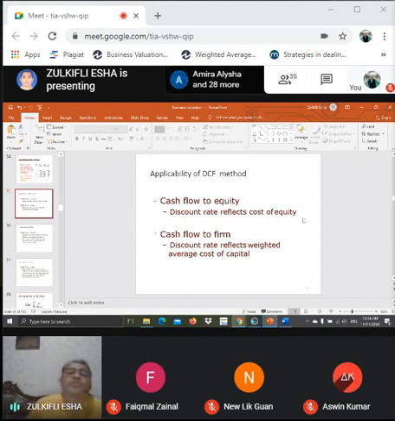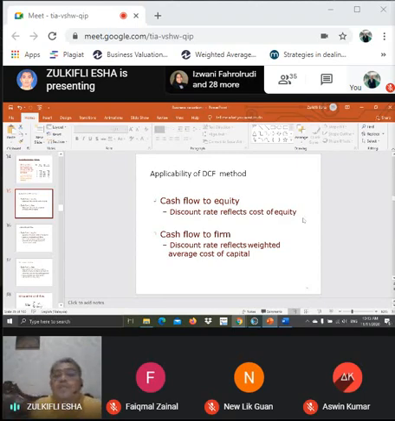What is cost of equity? I think you have learned this in your real estate investment analysis subject. Cost of capital is divided into two: cost of debt and cost of equity. So what is the difference between cost of debt and cost of equity? Which one is higher? Is it cost of debt or cost of equity?